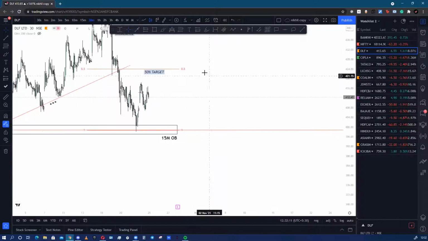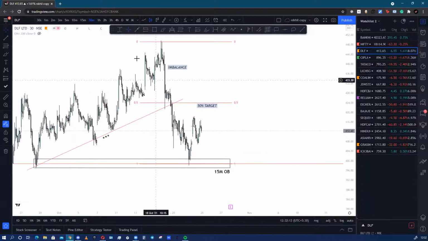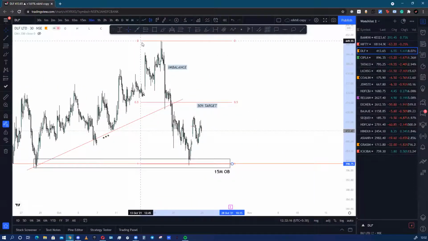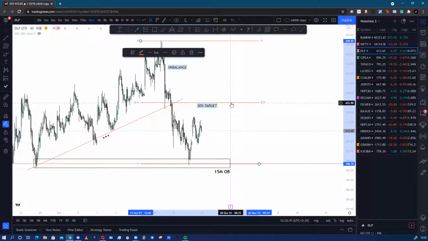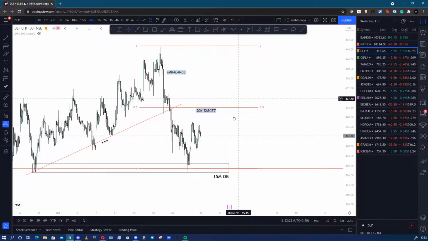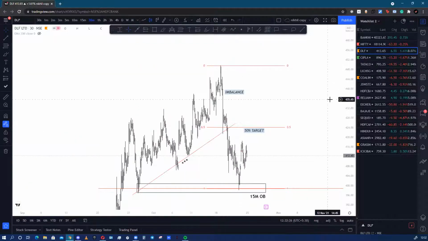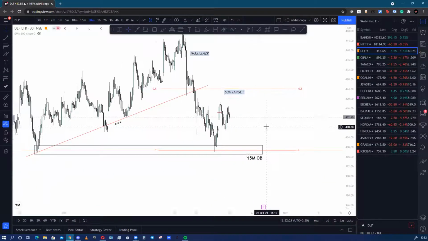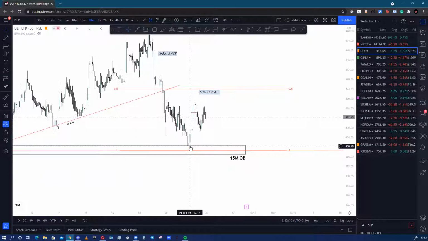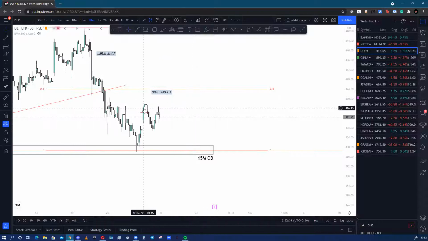My first target will be this 50%, which I got from the Fibonacci tool. Okay, and it is around 423, and the final target will be the all-time high, which is 450. Okay, and I'm still holding. I took an entry at 403, I guess, and here was the day high created on 22 October.